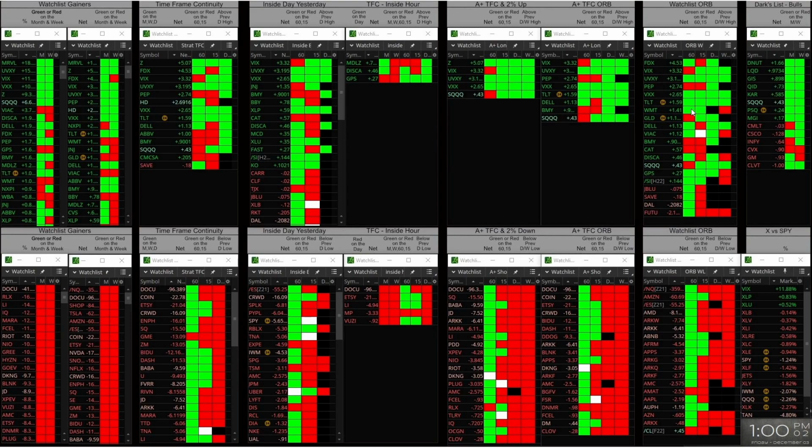All right, let's take another look. Walmart. So Walmart was very strong at this point. Okay, but Walmart's not on this scan. Okay, so why is that? Let's look.